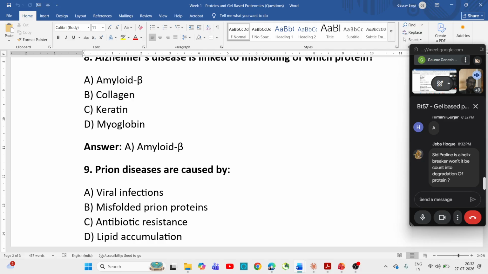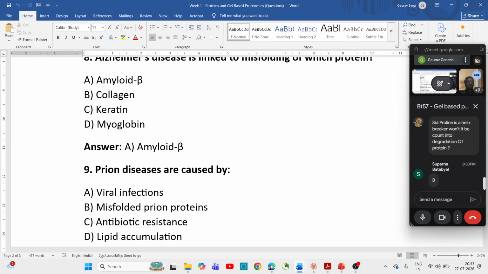Proline is a helix breaker. Won't it be counted as degradation of protein? It won't, because proline has its own properties. Although it is an alpha helix breaker, that is required so that the protein takes its own folding wherever it is required, in order to make it function. Proline has its own role. It is not considered degradation. What do you mean by degradation of protein? It is completely broken off, and you are confusing denaturation of protein with degradation of protein.